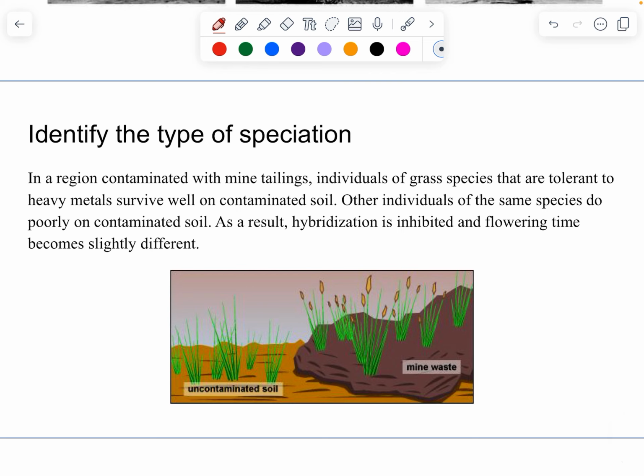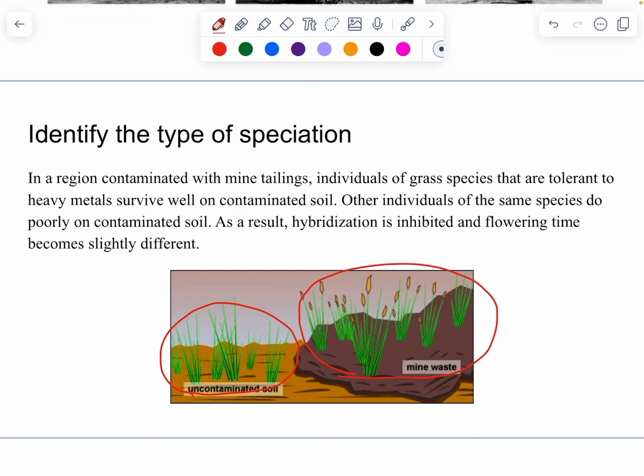All right, and that last one, scenario number 3. In a region contaminated with mine tailings, individuals of buffalo grass species that are tolerant to heavy metals survive well on contaminated soil, like the ones shown here. Other individuals of the same buffalo grass species do poorly on contaminated soil. As a result, they only grow on uncontaminated soil.